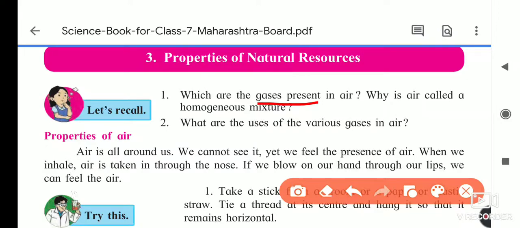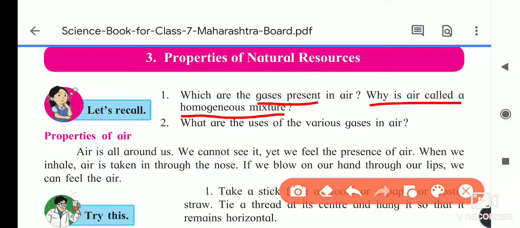And why is air called a homogeneous mixture? All these gases are present in the air, but we cannot separate them. We can't identify here is carbon dioxide, here is oxygen, or here is nitrogen. We can't see air, and we cannot smell or identify which gas is in front of us. So it is a homogeneous mixture.